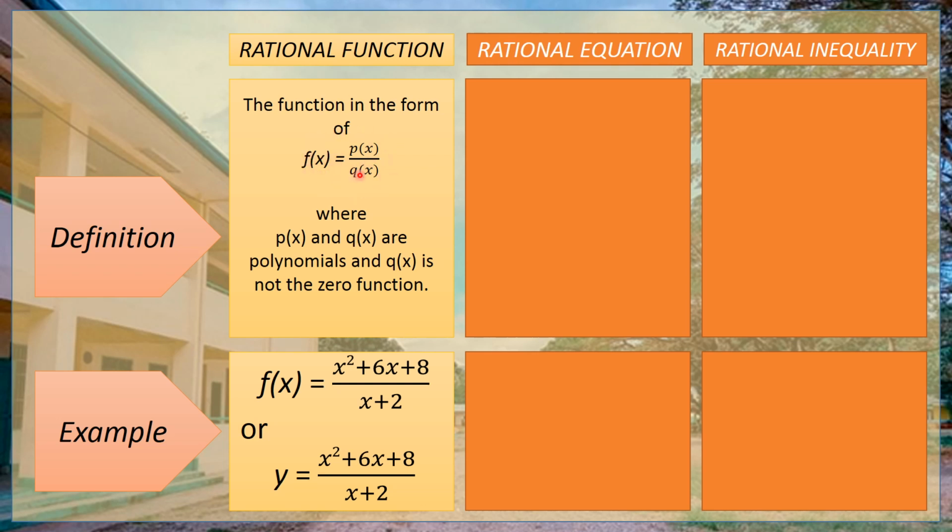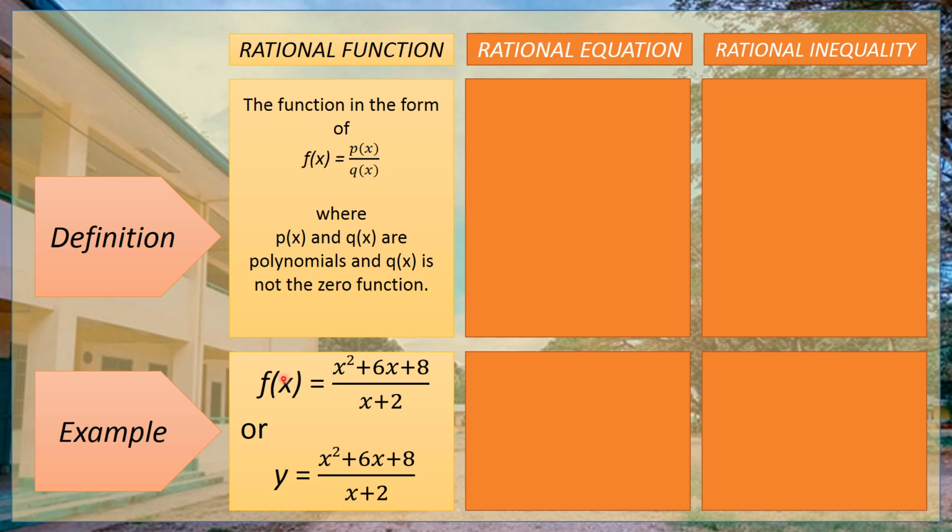So, yun yung rational function na yung p of x or the numerator and the q of x or the denominator are polynomials. Kailangan polynomial sila. And the denominator is not a zero function. Kailangan hindi value ng zero. Kasi kapag zero, ang denominator natin, magiging undefined siya. So, hindi siya magiging rational function. So, dapat may value or hindi zero yung ating denominator para matawag siya na rational function.